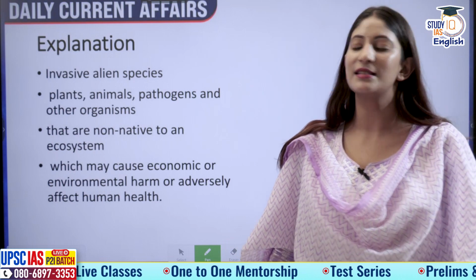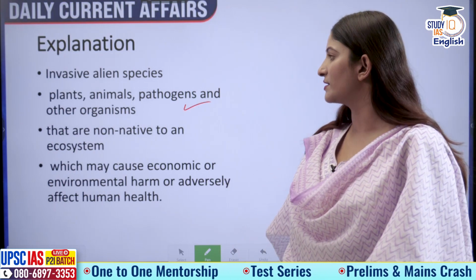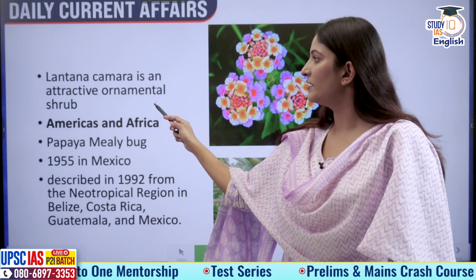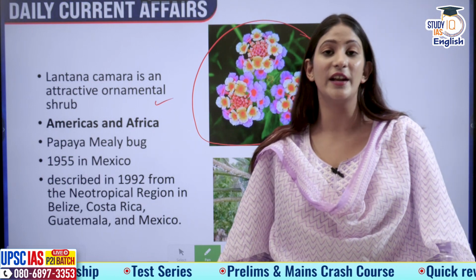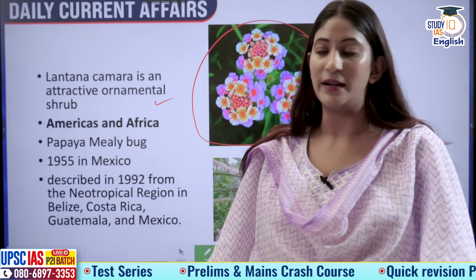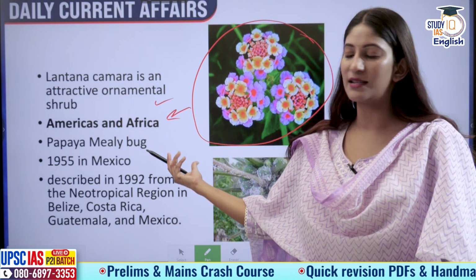These can be plants, animals, pathogens, and other organisms. I have already told you what that means. For example, Lantana camara is an attractive ornamental shrub. That means it looks very beautiful, like an ornament. And it is native to the Americas and Africa.